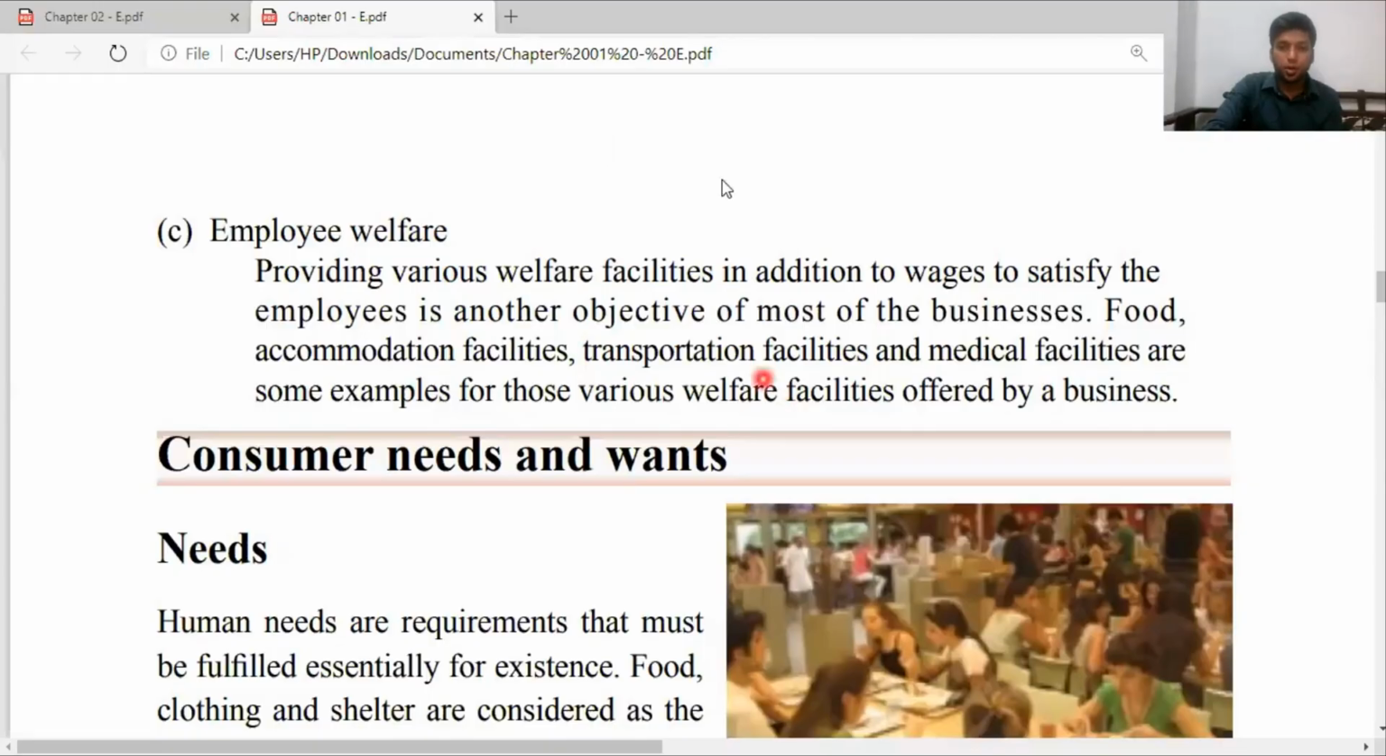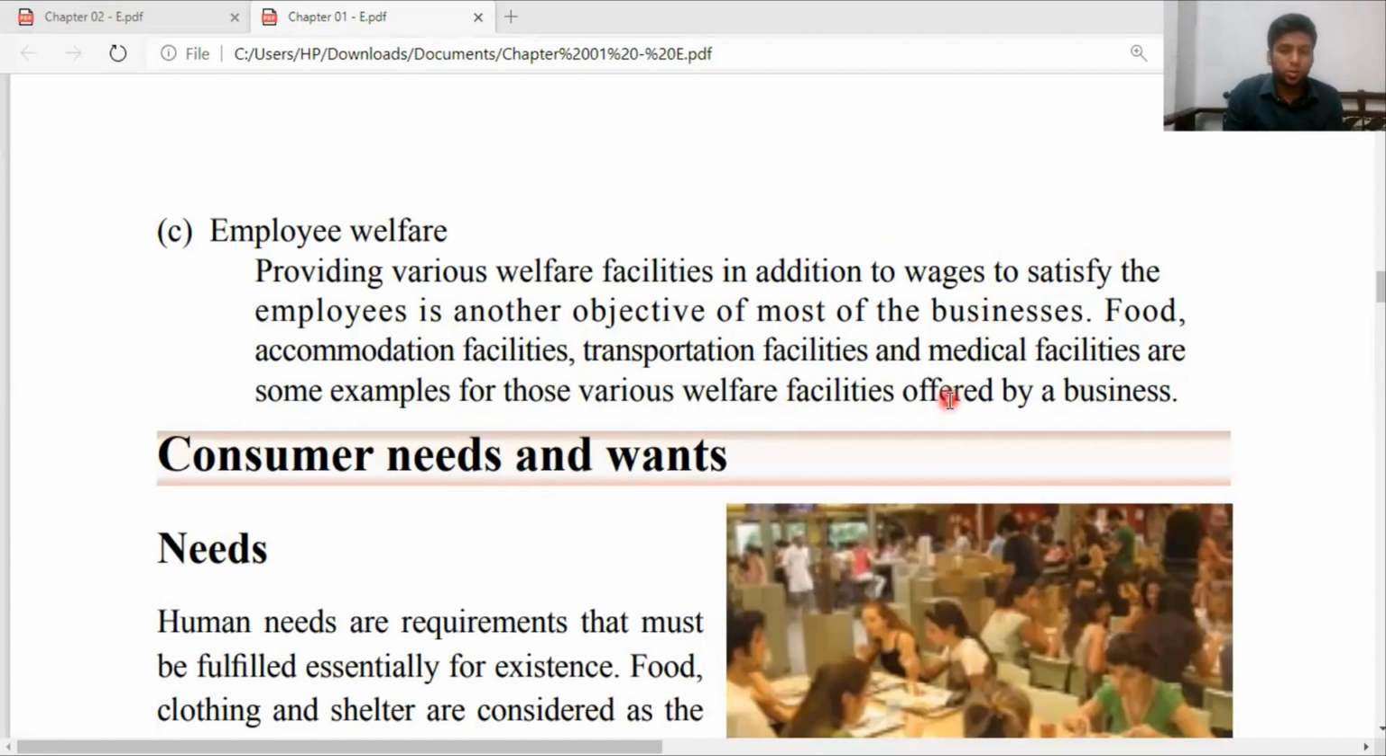The third point I want to discuss is about employee welfare. It says that providing various welfare facilities in addition to wages to satisfy the employees is another objective of most of the businesses. Food, accommodation facilities, transportation facilities, medical facilities are some examples for the various welfare facilities offered by business.